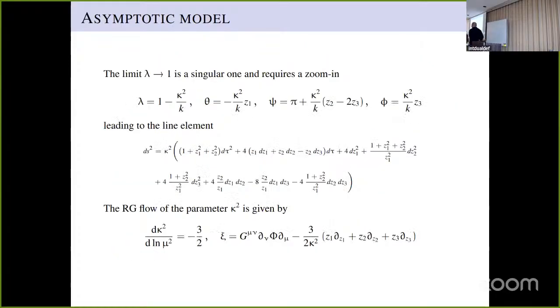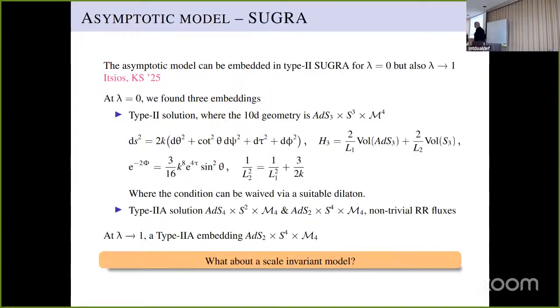As lambda now goes to 1, this is a singular limit and requires a zoom-in limit. And one can find this kind of expression where the RG flow of the parameter kappa squared takes this form. Okay, this is the asymptotic limit. The asymptotic limit can be embedded in type II supergravity.